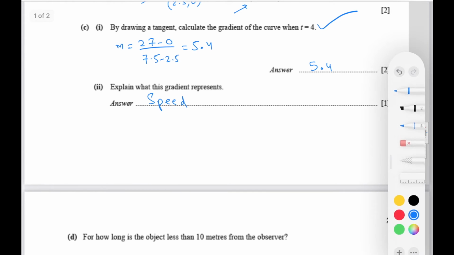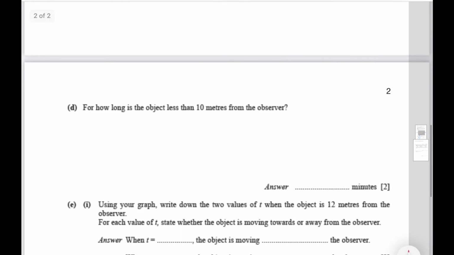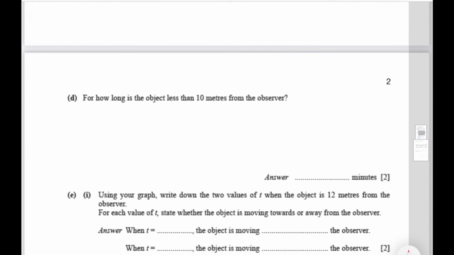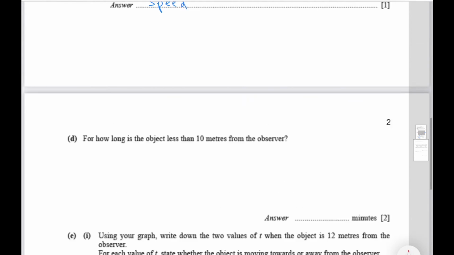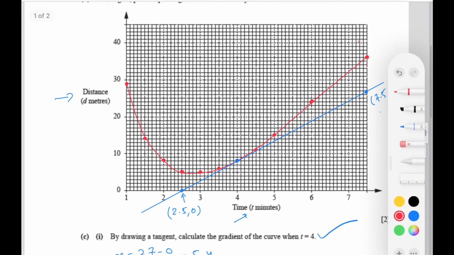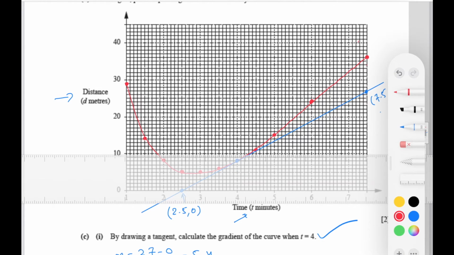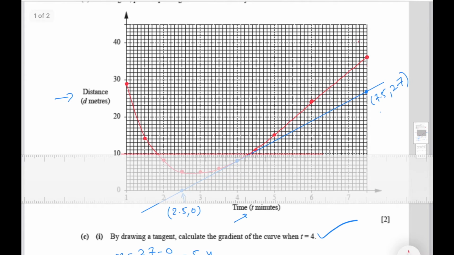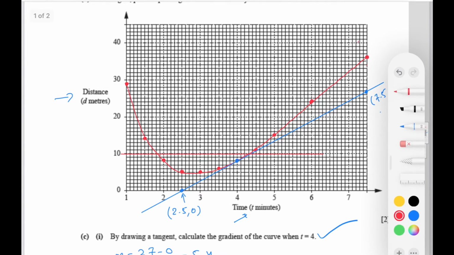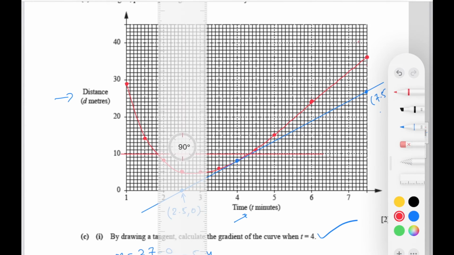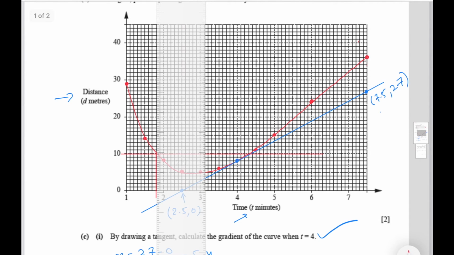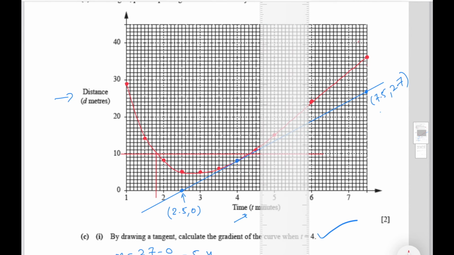Let's do the remaining parts in red. The next part says, for how long is the object less than 10 meters from the observer? So less than 10 meters means you have to draw a horizontal line over here at 10 like this, and then use the same horizontal line to find the points of intersection of the curve and this straight line. One of them is over here, the other one is going to be over here.